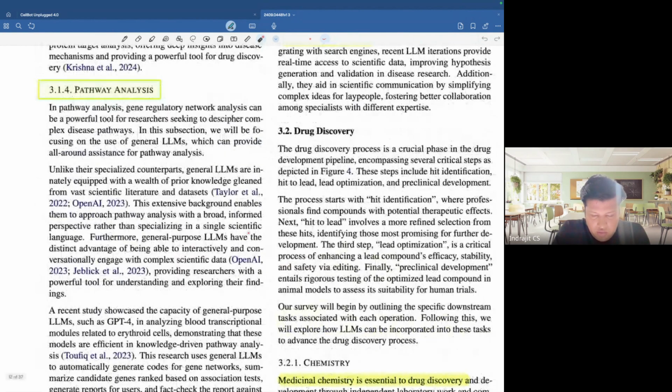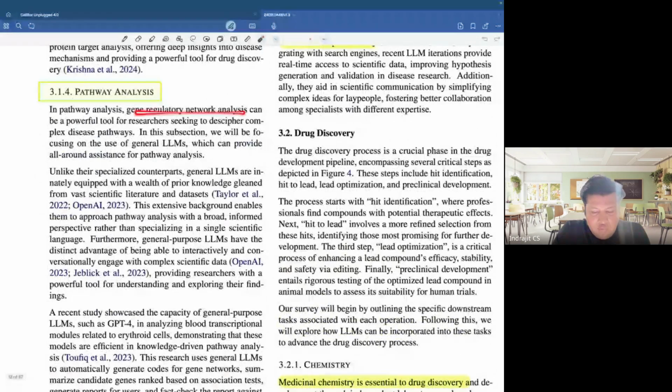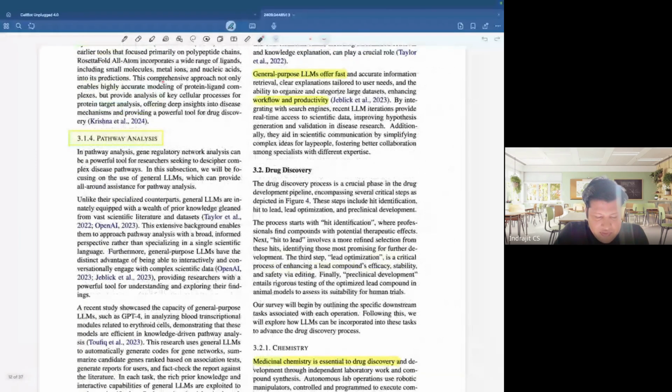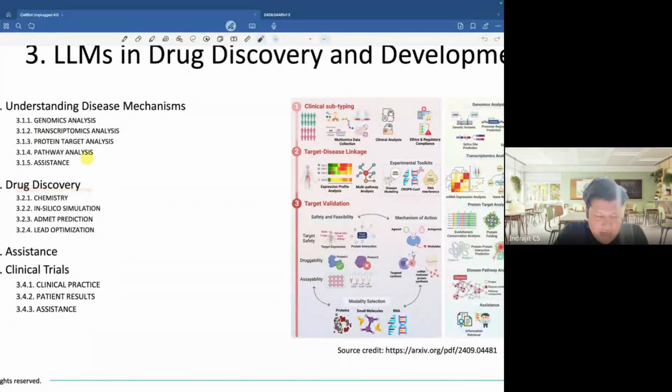Okay, so gene regulatory network analysis, that is basically the idea for helping the researchers decipher complex disease pathways. This is one of the other subparts in this process of drug discovery and analysis. So far I haven't talked about what is the next step, which is the drug discovery. So let's get into that now. Understanding disease mechanism has to have these specifics. Then let's go to drug discovery.